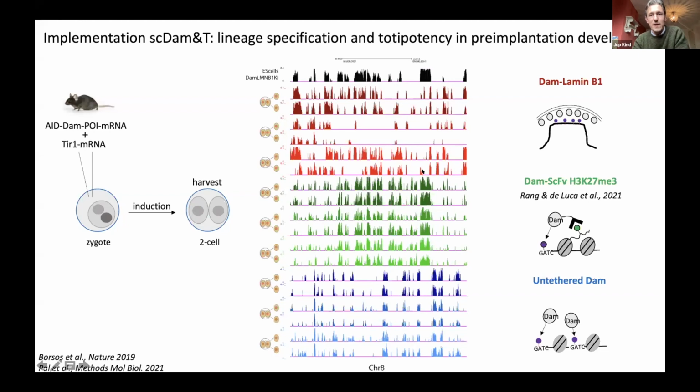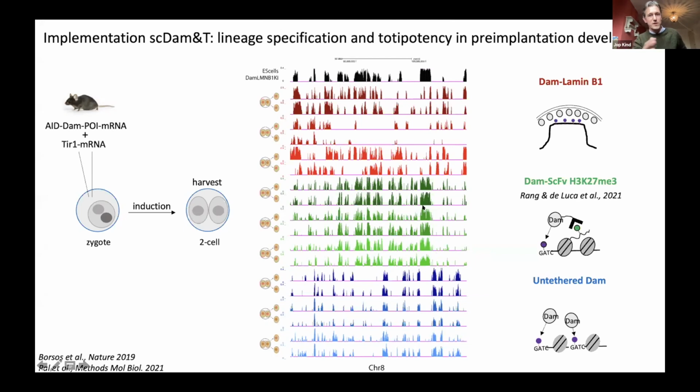Interestingly, when you actually look at other important features of gene regulation, we looked here at K27 trimethylation and chromatin accessibility, which we do with an untethered Dam enzyme, we do not find this variability. So at least at the 2-cell stage, yes, we see a lot of changes in spatial genome positioning, but that's not associated with heterogeneity in other chromatin features, at least not the ones we looked at.